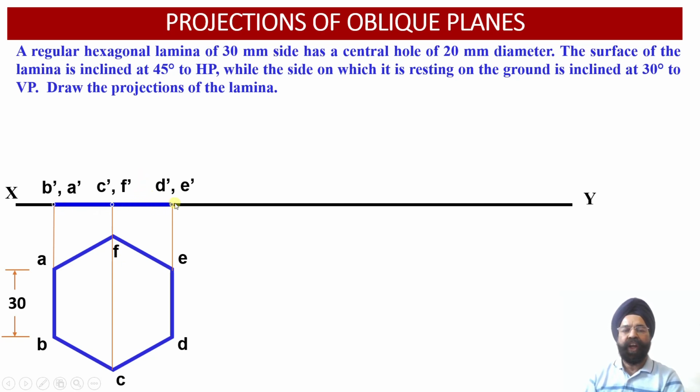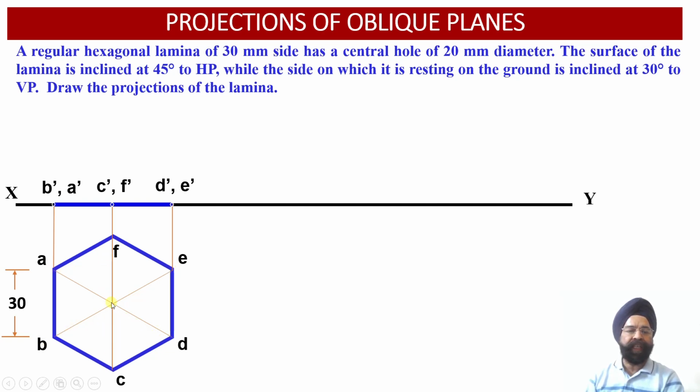Now let us locate the central hole, which has a diameter equal to 20 millimeter. In order to locate the center, we have joined the three diagonals of this particular hexagon, so the diagonals CF, BE and AD.